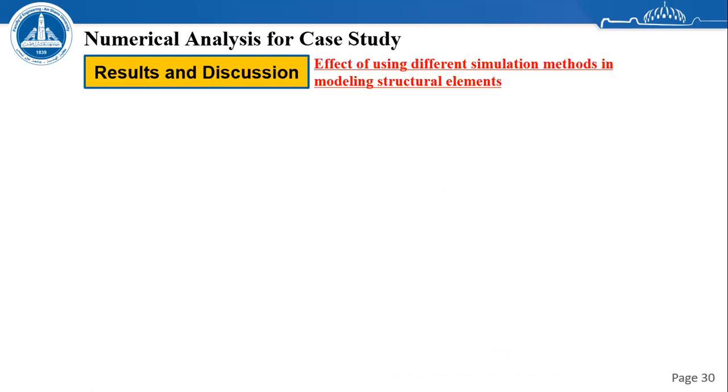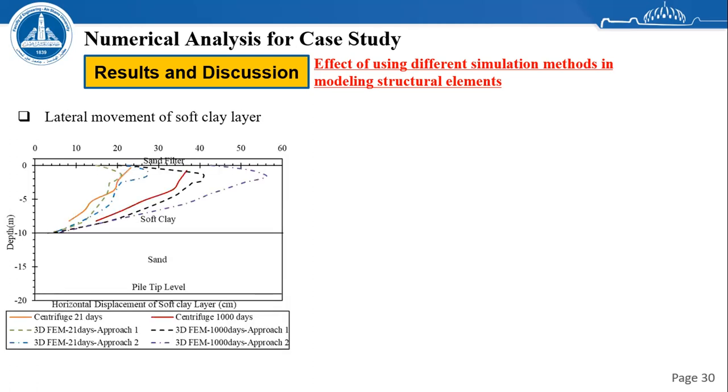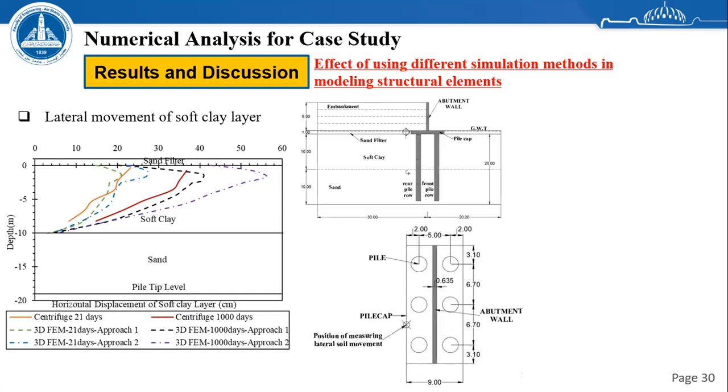For the results, we study the effect of using different simulation methods in the modeling of the structural elements, as we compare the value of the lateral movement of the soft clay layer, which was measured in the centrifuge test, with the value of the lateral movement calculated from the numerical modeling, either from approach one or from approach two. The lateral movement of the soft clay layer was calculated at the face of the pile cap. The maximum value was between the two piles, so we consider this value in the comparison between the centrifuge model and the numerical modeling.